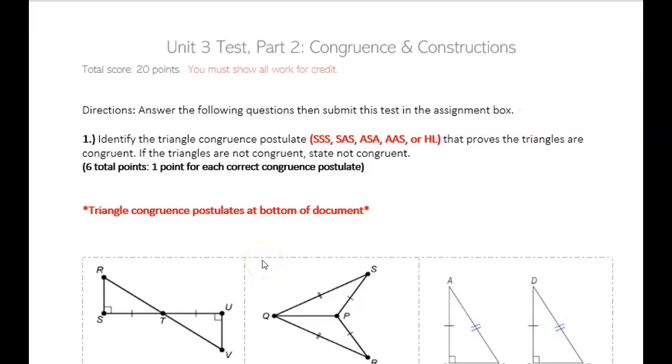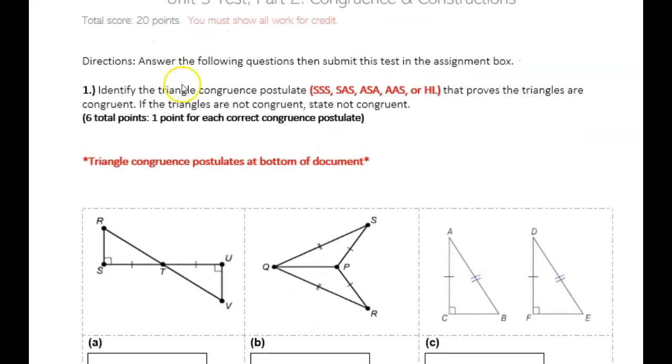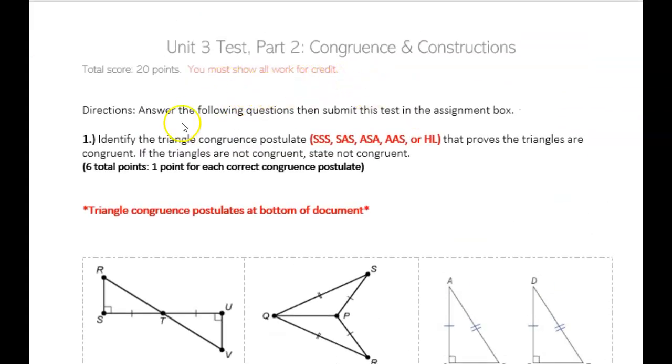Unit 3 test, part 2, congruence and constructions. This test is worth 20 points. You must show all of your work for credit. Directions: answer the following questions and submit this test to the assignment Dropbox.